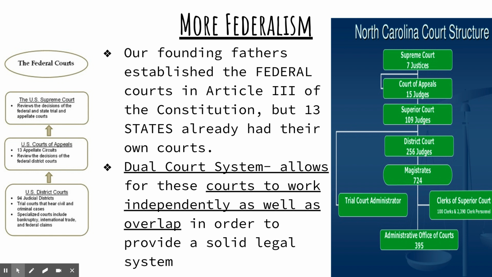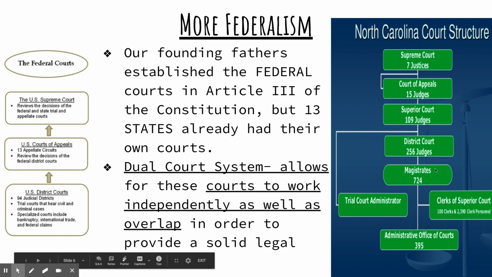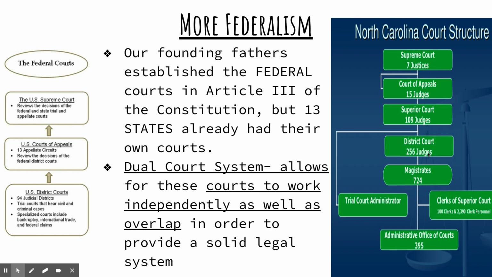On the right-hand side of the screen, we see the North Carolina court structure. We see that our North Carolina Supreme Court only has 7 justices. We also see that our Court of Appeals has 15 judges. Our Superior Court has 109 judges. Our District Court has 256 judges. And then we have 724 magistrates. So the magistrates, the District Court, and the Superior Court are all trial courts.